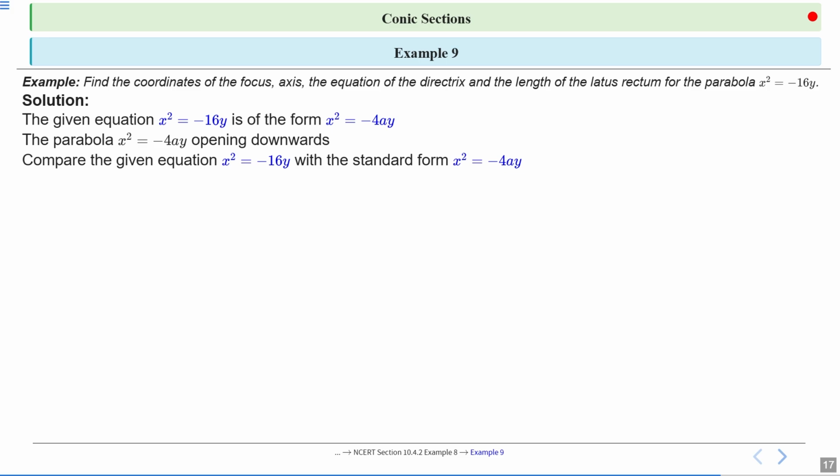Now compare the given equation x square equal to minus 16y with the standard form x square equal to minus 4ay. Okay, then you will get the value of a. So therefore you will get this equation: minus 4 times a equal to minus 16, okay, and it implies a equal to 4. So the value of a is 4.